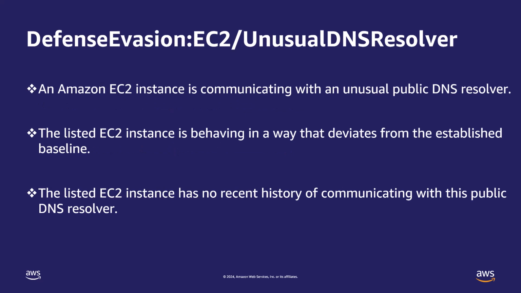Defense Evasion EC2 Unusual DNS Resolver is when an Amazon EC2 instance is communicating with an unusual public DNS resolver that it has no previous history of querying or communicating with, indicating the instance may be compromised.